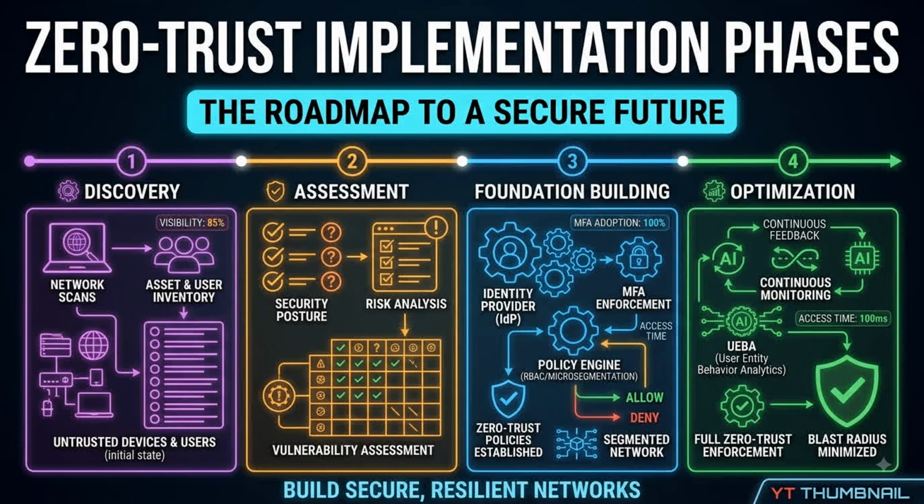Zero trust is not a destination. It is a continuous process. Security threats evolve. Your zero trust strategy must evolve too. The organizations that succeed are those that commit to continuous improvement. Build secure, resilient networks that protect your business. That covers zero trust security. You now understand architecture, verification, segmentation, monitoring, and automation.